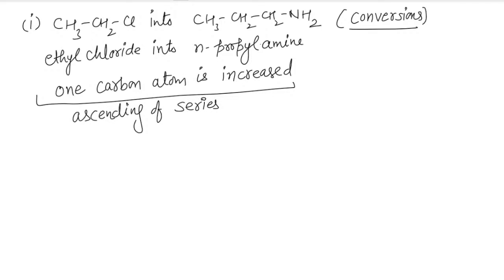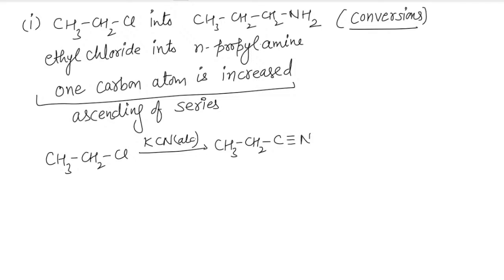Very good, Saad. We should use KCN. So CH3CH2Cl on treatment with alcoholic KCN gives CH3CH2CN. Automatically one carbon atom is increased and KCl is removed. Very good. And now it is very easy because next is CH3CH2CH2NH2.